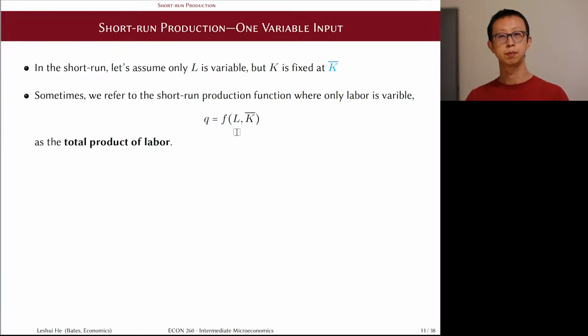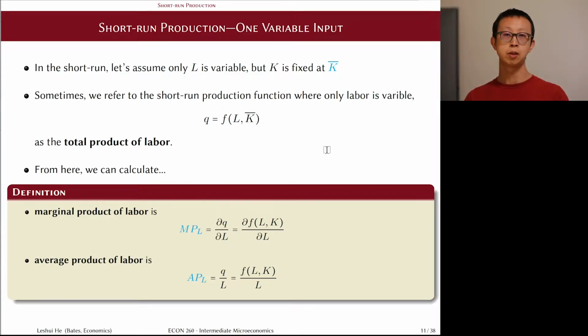Sometimes, when labor is the only relevant variable that the firm can choose, we'll call the production function the total product of labor. The term total product may seem a little strange, but it is called total relative to these two following terms, marginal and average. Or more specifically, marginal product of labor and average product of labor.